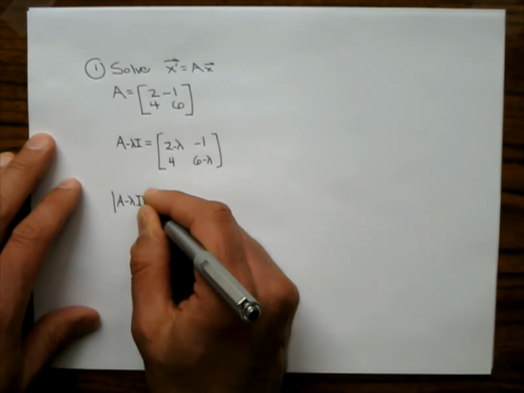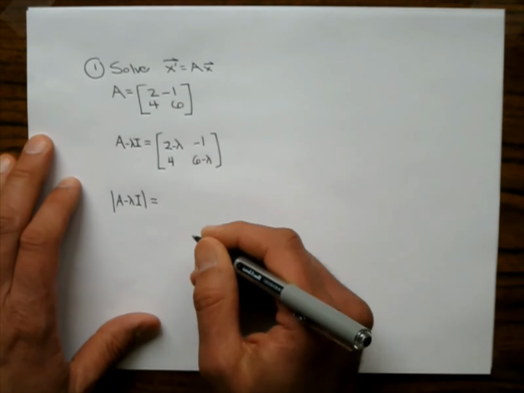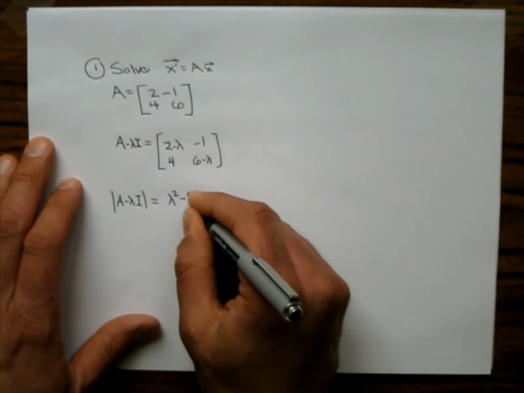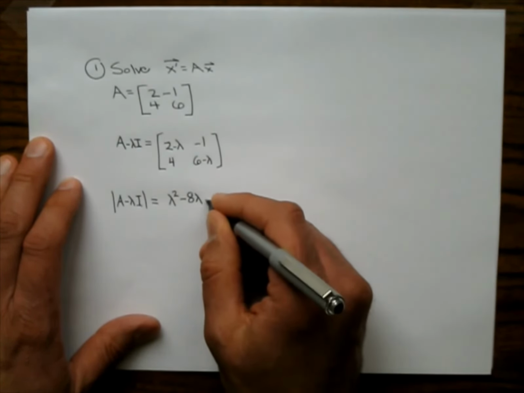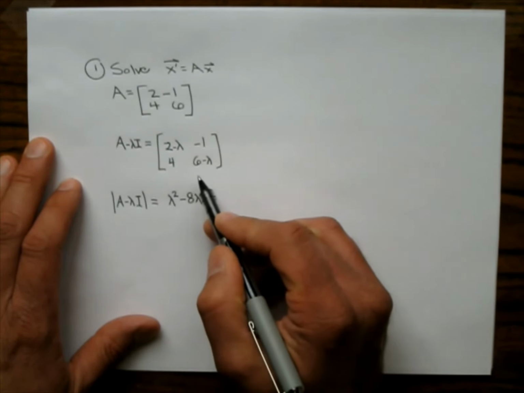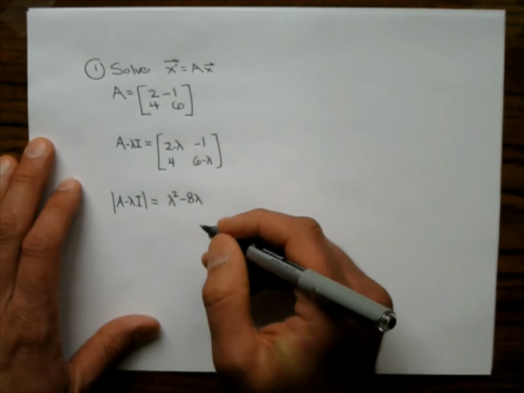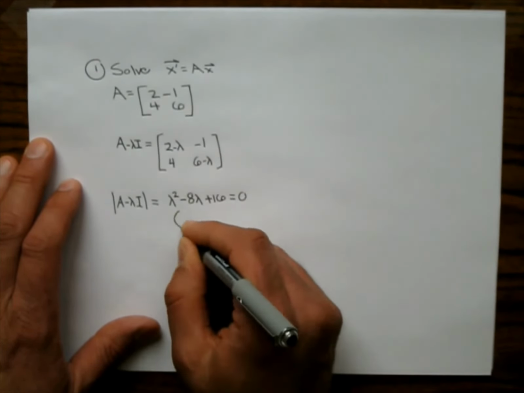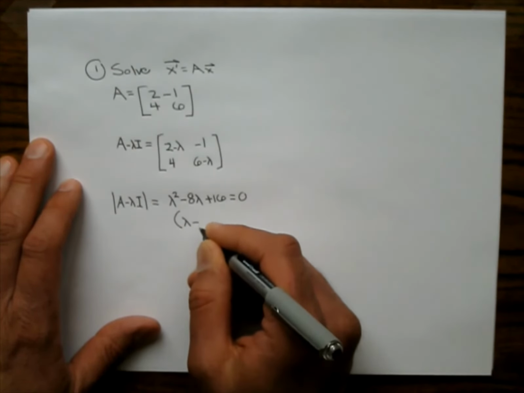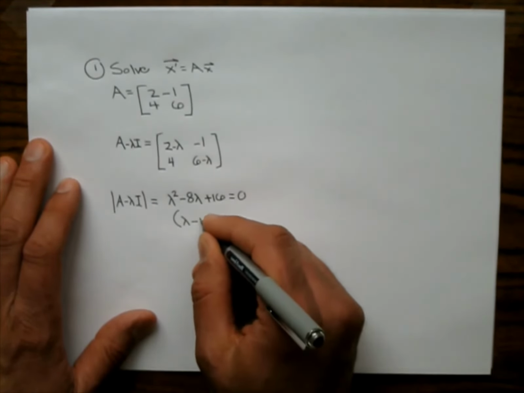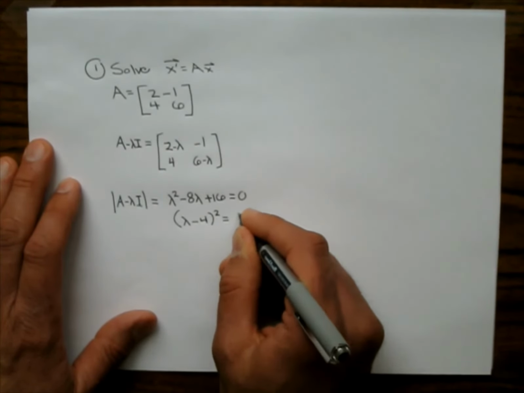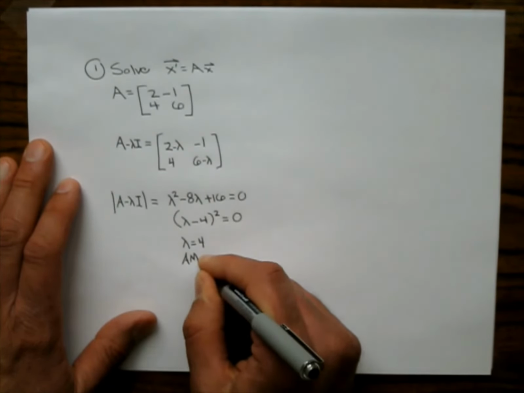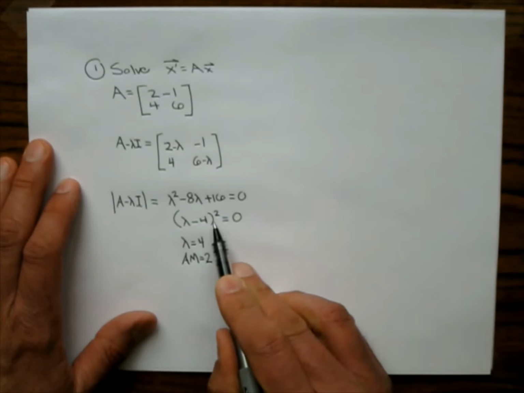And then I'm going to go ahead and find the determinant. To find my eigenvalues, I'll set that equal to 0. So I have lambda squared, minus 8 lambda, and then plus 12, and then minus a negative 4, so that's going to be plus 16. Set equal to 0. This factors into lambda minus 4 quantity squared equals 0. Lambda equals 4 has algebraic multiplicity of 2 because we have that right there.